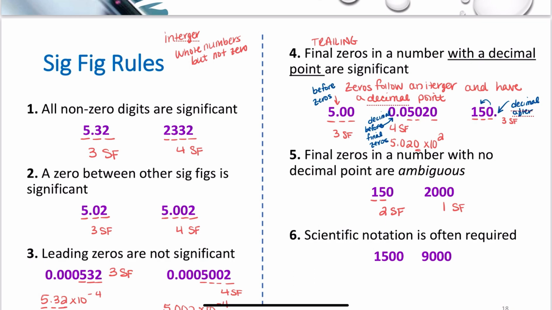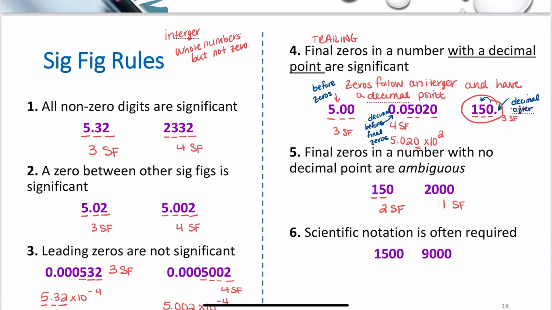So, hard things for students: captive zeros, 0s sandwiched between two things. Students can recognize pretty easily that those are significant. But your leading zeros are not significant. Trailing zeros, it depends on if there is a decimal place and where that 0 is in comparison to that decimal place. If it is a 0 after an integer with a decimal place anywhere in the number, it will be significant, even if that decimal place comes after the 0, such as in the 150 with a decimal place on the end. That still has 3 sig figs.